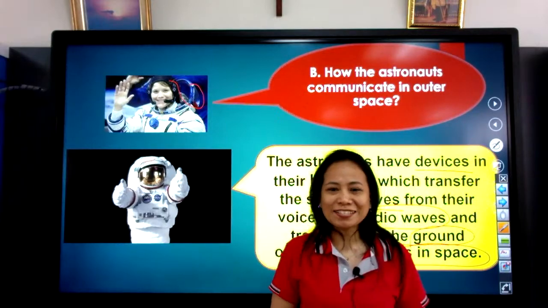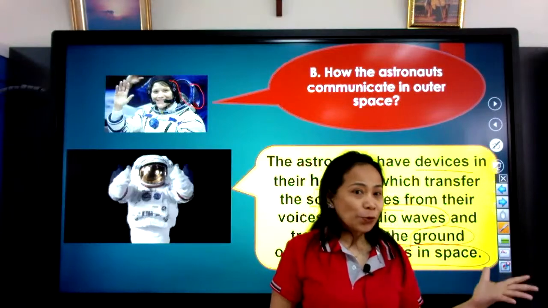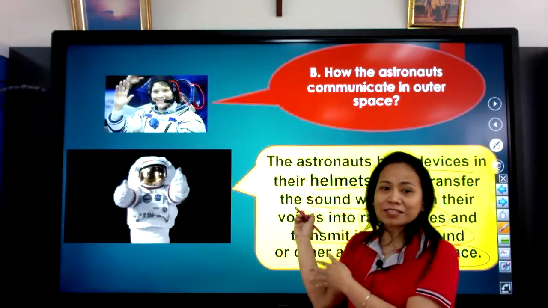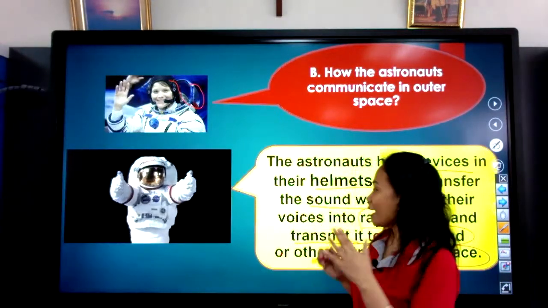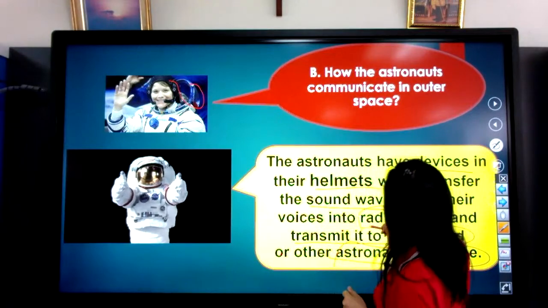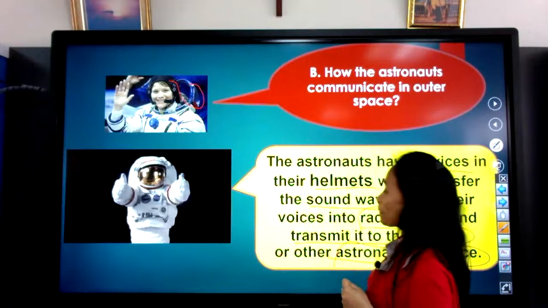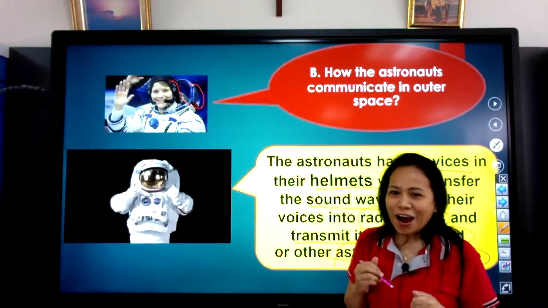Okay, so do you understand now? So we can talk to other astronauts, or astronauts can talk to the people on planet Earth through radio waves, because their helmets have a special device to transmit the sound.